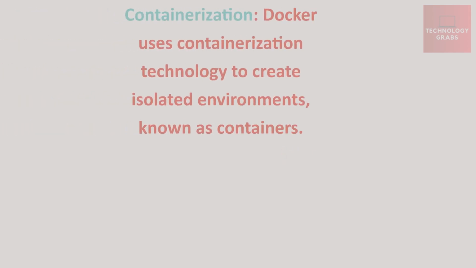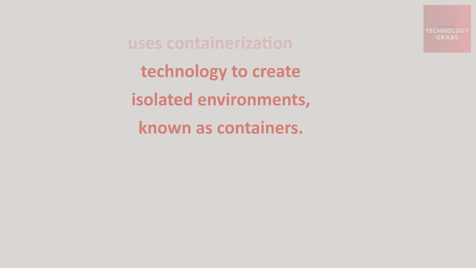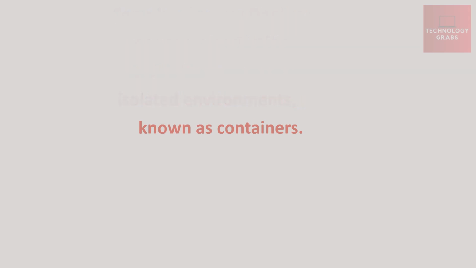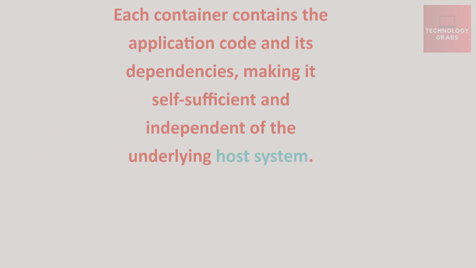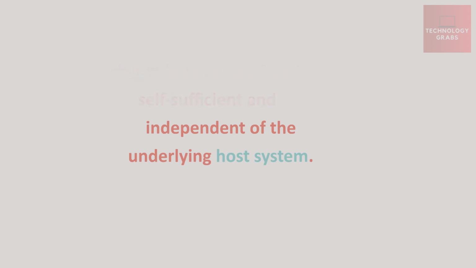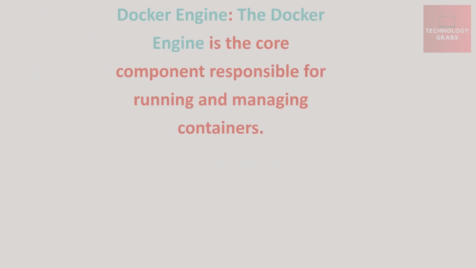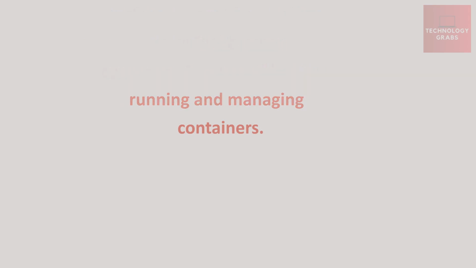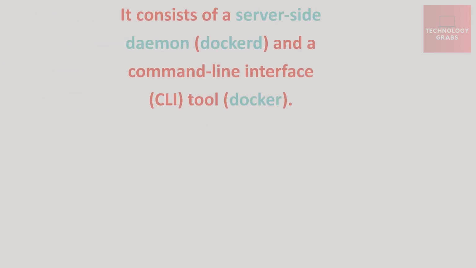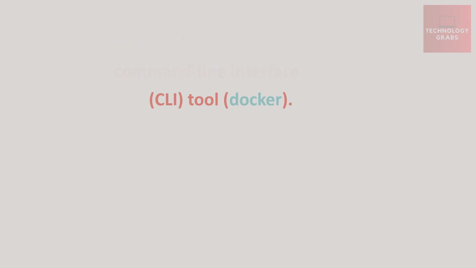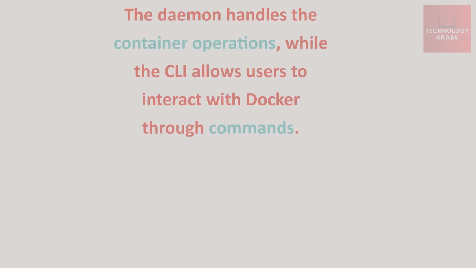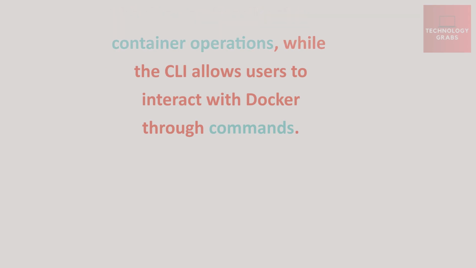Containerization. Docker uses containerization technology to create isolated environments, known as containers. Each container contains the application code and its dependencies, making it self-sufficient and independent of the underlying host system. Docker Engine. The Docker Engine is the core component responsible for running and managing containers. It consists of a server-side daemon, Docker, and a command line interface, CLI, tool, Docker. The daemon handles the container operations, while the CLI allows users to interact with Docker through commands.